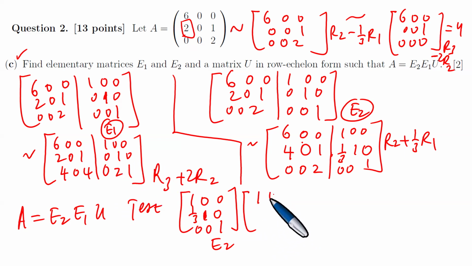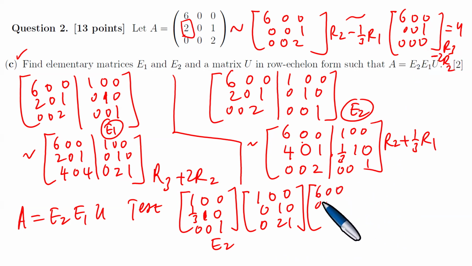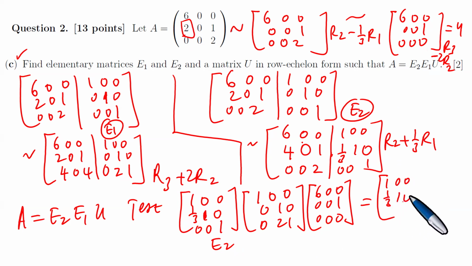So E1 would be 1. They have different ways. Okay, if we take E2, which is this one, and then E1, and then U, which is exactly this, I want us to multiply these and see what we're getting quickly. Now let us multiply in any order. Which one is easier to multiply? These last two are easier to multiply. So you'd have 1, 0, 0, 1/3, 1, 0, 0, 0, 1. Let's multiply these two matrices.